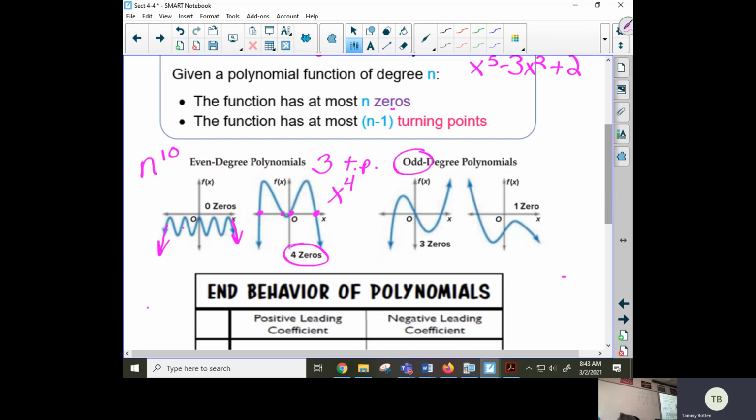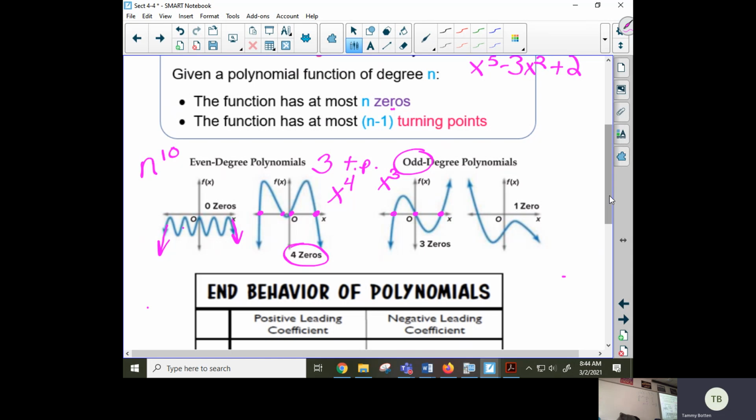Now, when you have an odd degree, like notice this one has 3 zeros. I would guess this is an x to the 3rd because it has 2 turning points. It's always 1 less than that. When it's odd, you look at the right side first. This keeps getting bigger and bigger, so it's approaching positive infinity. So here it does the opposite. When it's odd, if it approaches positive infinity on the right, it does negative infinity on the left.